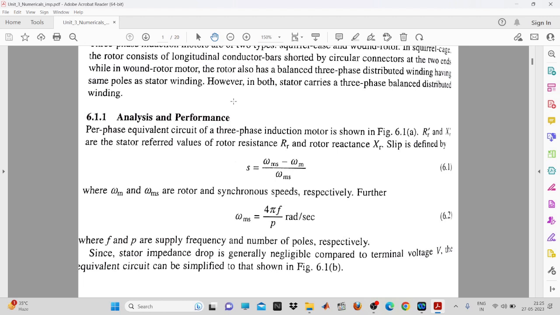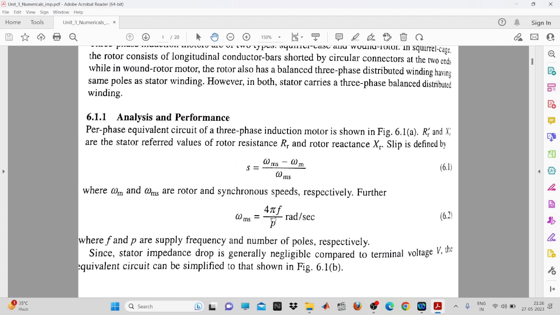So it also means that there is a slip between the magnetic field produced by the stator and the rotor. So what is the slip? Slip is equal to the relative speed upon the synchronous speed, that is (ns minus n) upon ns. We have written this slip in terms of radians per second. This one is the synchronous speed in radians per second, and this is the rotor speed, which will be given as omega m.